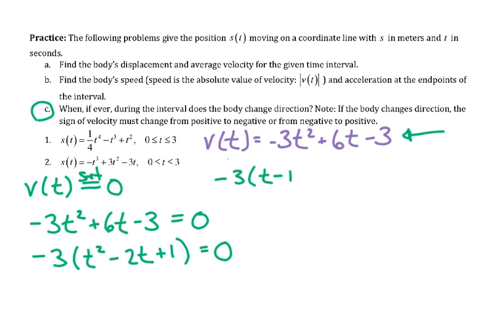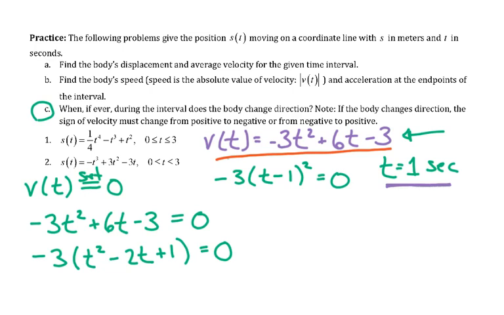Well, how about this? So velocity equals 0 at time t equals 1 second. But we can't assume that it changes direction there. Even though this is a parabola, we're not talking about the shape of the curve. We're looking for zeros of the velocity function. And look what happens here. Does it change? Do we change direction at this point?